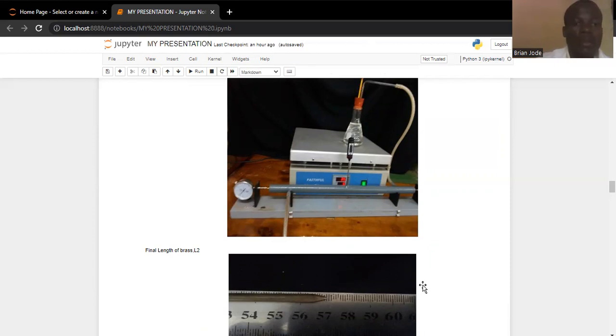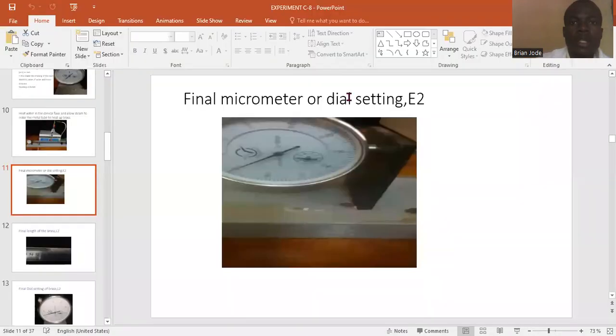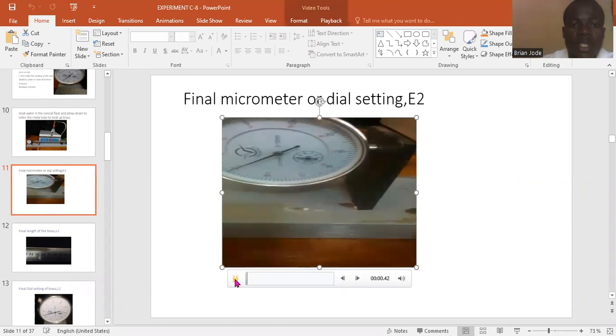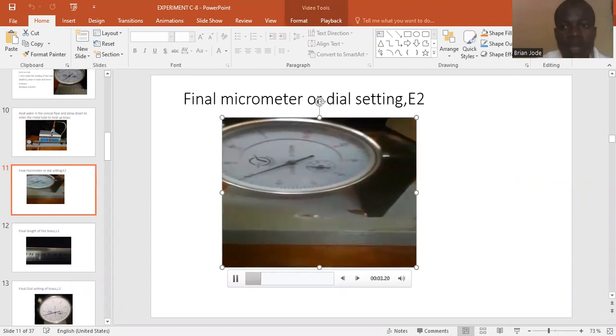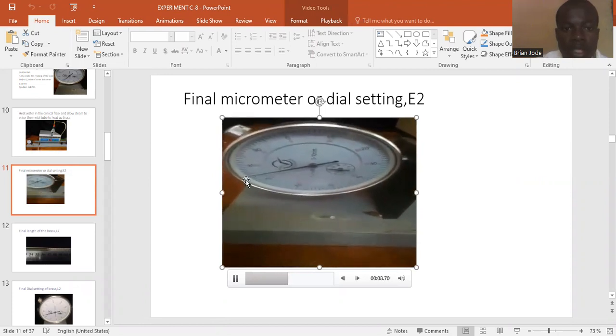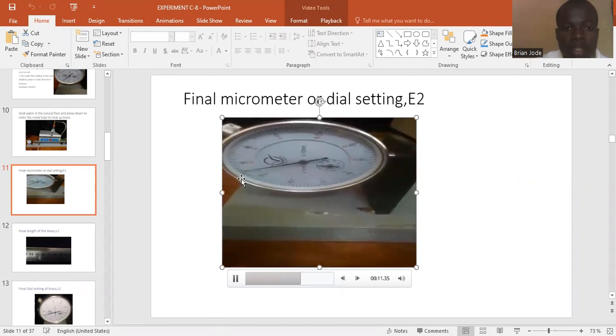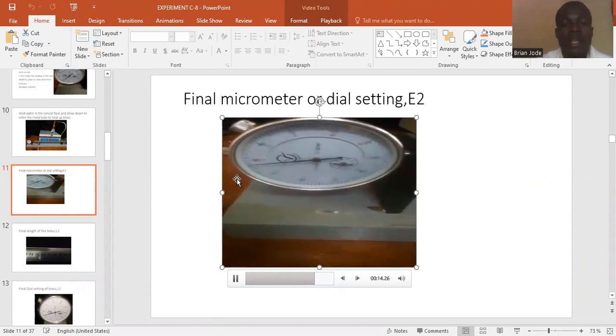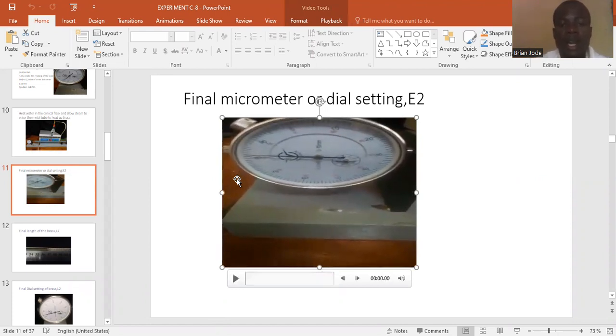As you can see here, we have the final dial setting. When the heating was in process, this was the reaction. So have a look at it. As you can see, the dial is moving, it is still moving. This shows that there is an expansion of this metal rod when it is heating up.